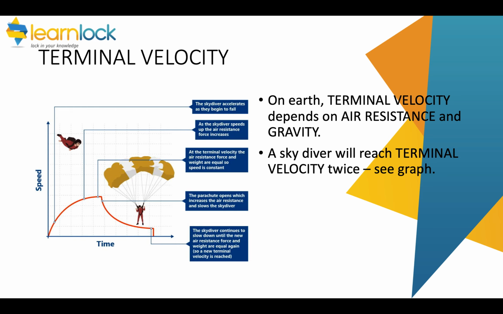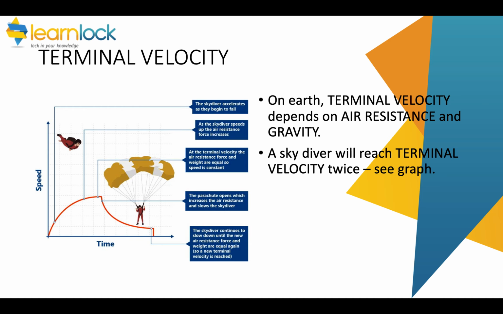Now, a common example is to show terminal velocity in a skydiver. Now remember, on Earth, terminal velocity depends on air resistance and gravity. Let's look at this skydiver. First of all, when he jumps from the plane, at first he accelerates, and so you can see the speed increases. As he speeds up, the air resistance will start to increase, and when air resistance and gravity are the same, then the speed is constant and they've reached terminal velocity. That's the first terminal velocity.